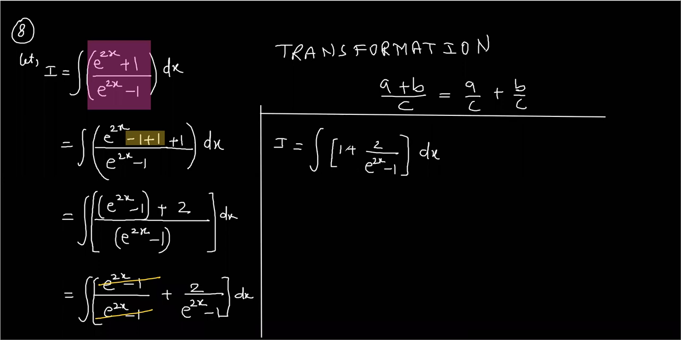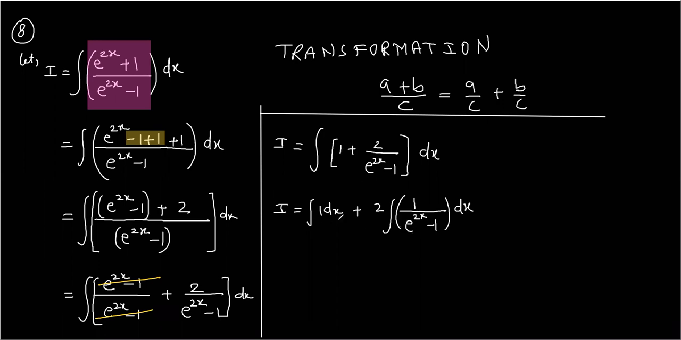Okay, I will now write separate integrals. I have got integral 1 plus integral this. So I will write separate integration. So I equals to integral 1 dx plus integration of this thing. Now here I write 2 out. So I will get integral 1 upon e raised to 2x minus 1 dx.